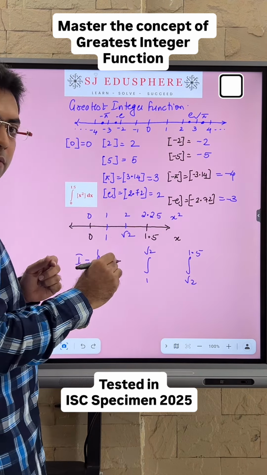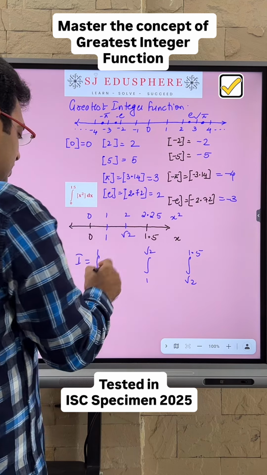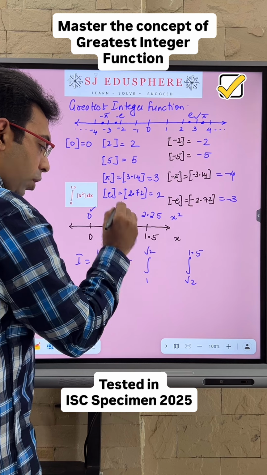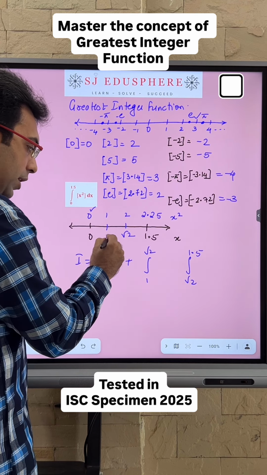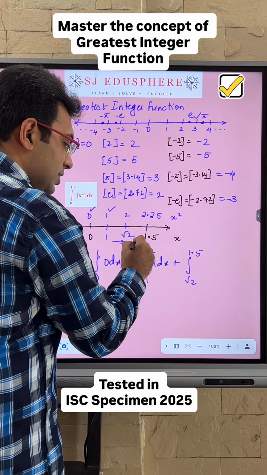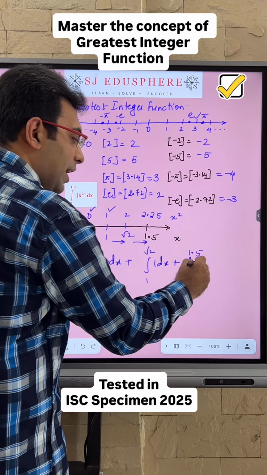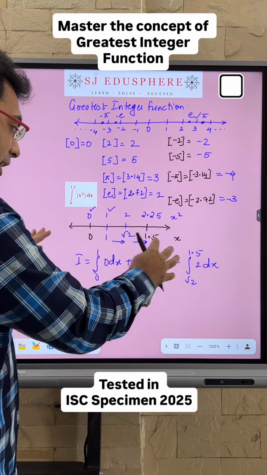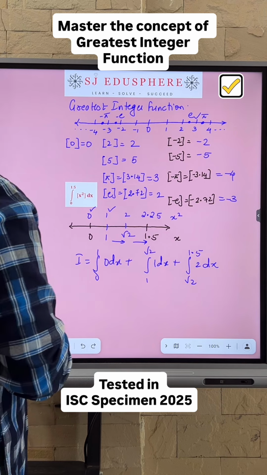What is the greatest integer value for 0 to 1, which is 0? What is the greatest integer value for 1 to root 2, which is 1? And your greatest integer value from root 2 to 1.5, which is 2, dx. You go ahead with your definite integration for this particular part.